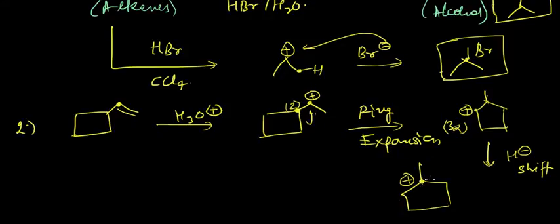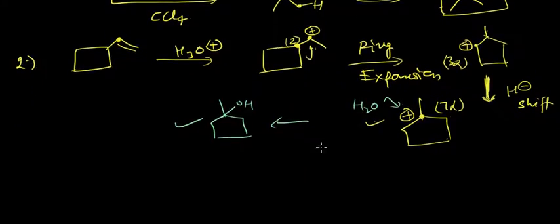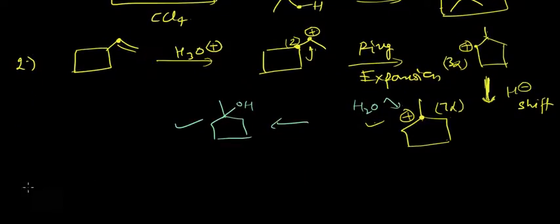How many alpha hydrogens does it have? 4 plus 3, 7. So this is more feasible, hence it will go in the forward direction. Next, a water molecule will again act on this positive charge, and we'll get something like OH here. Let's discuss the third example, wherein we have something like this.